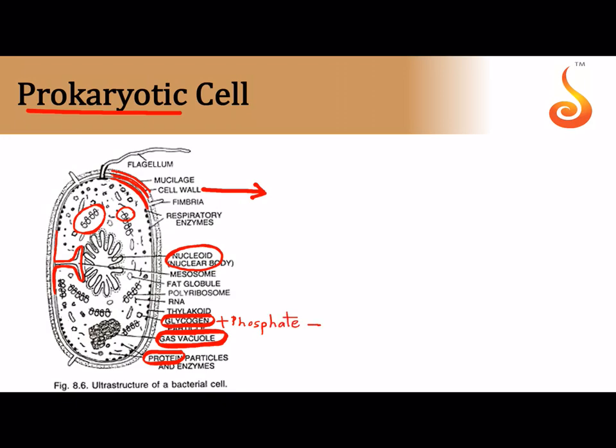And if it is a cyanobacterium, then you can find cyanophycean granules, which is basically the cyanophycean starch. So basically a lot of inclusion bodies can be found, and generally glycogen, phosphate and cyanophycin granules are not bound with the membrane. Sometimes you may find a gas vacuole.